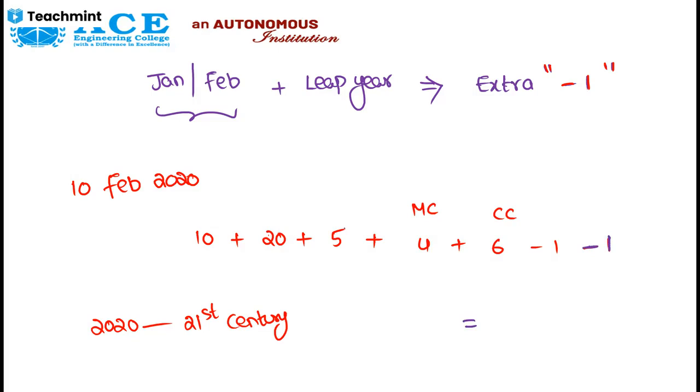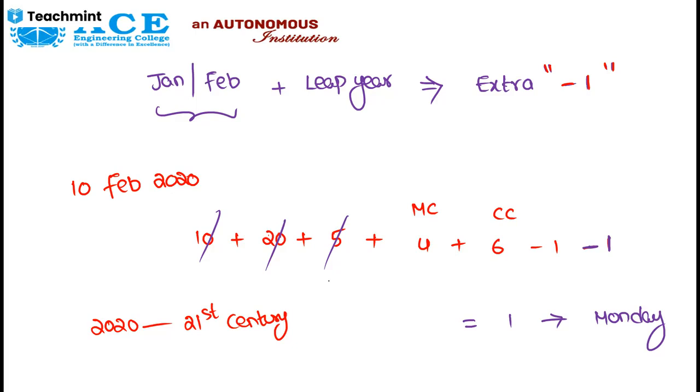Now 10 plus 20 plus 5, 35. Odd days is 0. 4 plus 6, 10. 10 minus 2, 8. 8 means 1 odd day. It's nothing but Monday. You can check right now on your mobile or some other reference. 10th February 2020 is Monday only, not Tuesday. That extra -1 is required, and that too not for all months, only for the combination of leap year and January, February month.